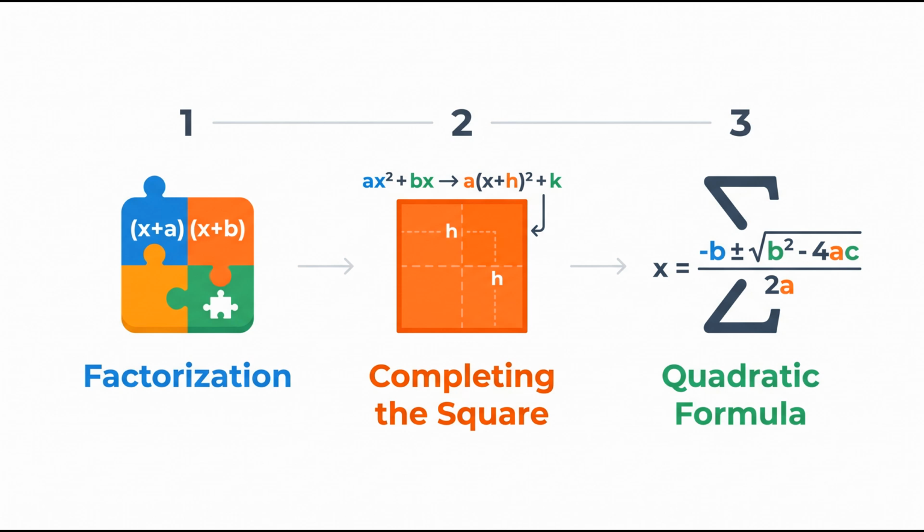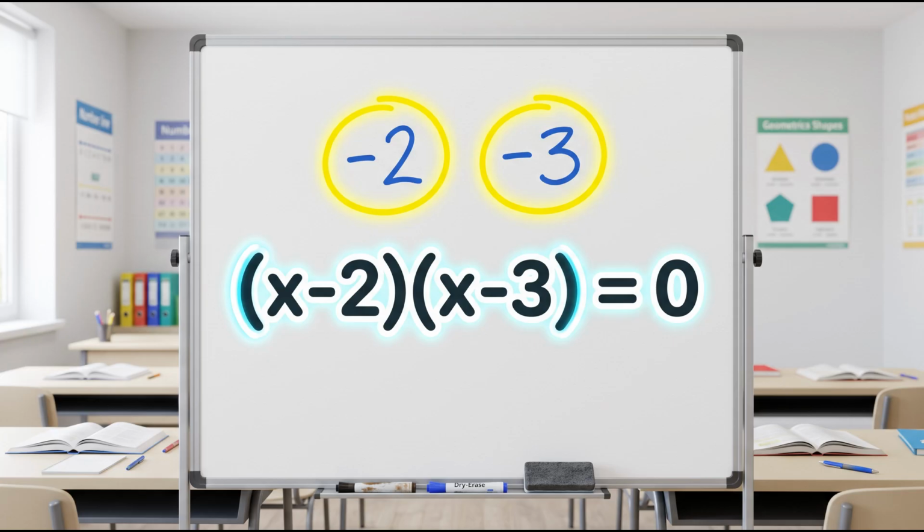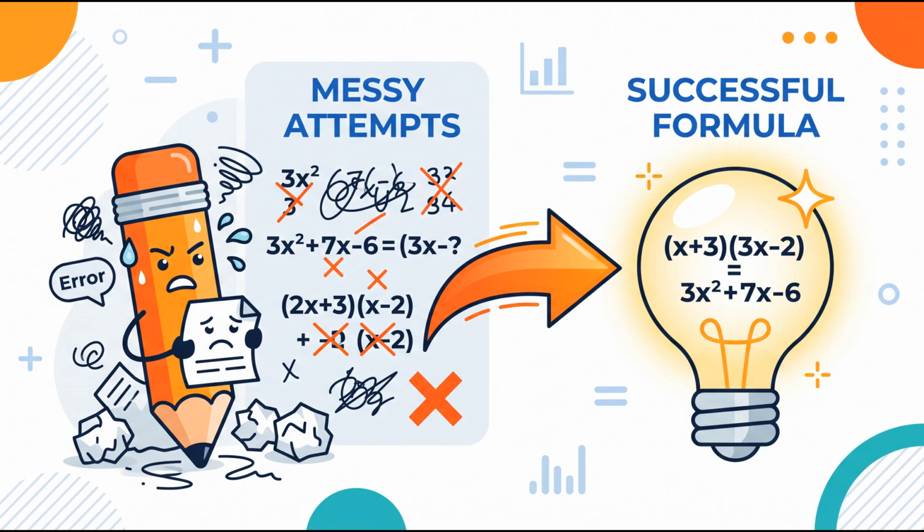Let's try each one. Let's solve x² − 5x + 6 = 0 using factorization. We need two numbers that multiply to 6 and add to −5. Those numbers are −2 and −3. So we rewrite the equation as (x − 2)(x − 3) = 0, giving us two solutions. Setting each bracket to 0, we get x = 2 or x = 3. Those are the roots of the equation.